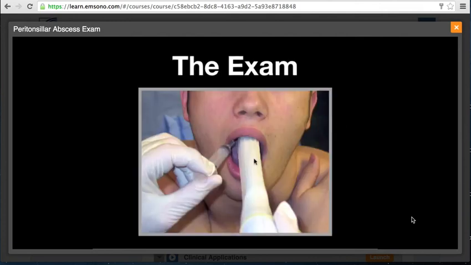Here you have an exam being performed as well as a drainage. Here you've got the patient in the seated position. You've got the endocavitary transducer within the mouth. You've got the transducer sheath covering this.